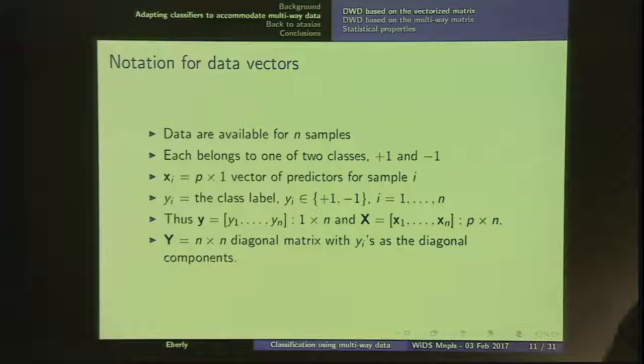So I have n samples, which in my ataxia context are people. I have n people. Each person I know belongs to one of the two classes. These are patient or control. This is not a clustering problem where I don't know the underlying classes. This is a classification problem. I know the classes. I have a vector of predictors for each sample. Those are my biochemicals in all of the regions. I have a class label, and there's just a notation for setting up vectors and matrices based on those values.